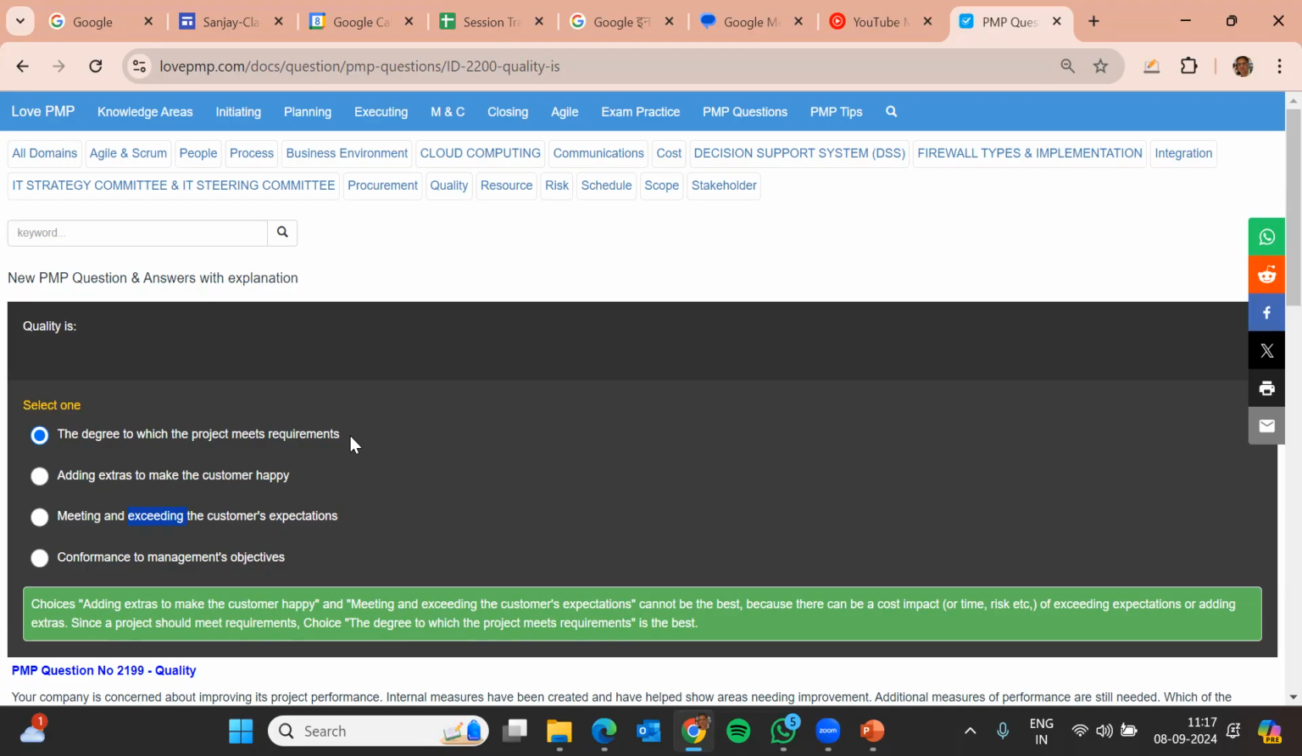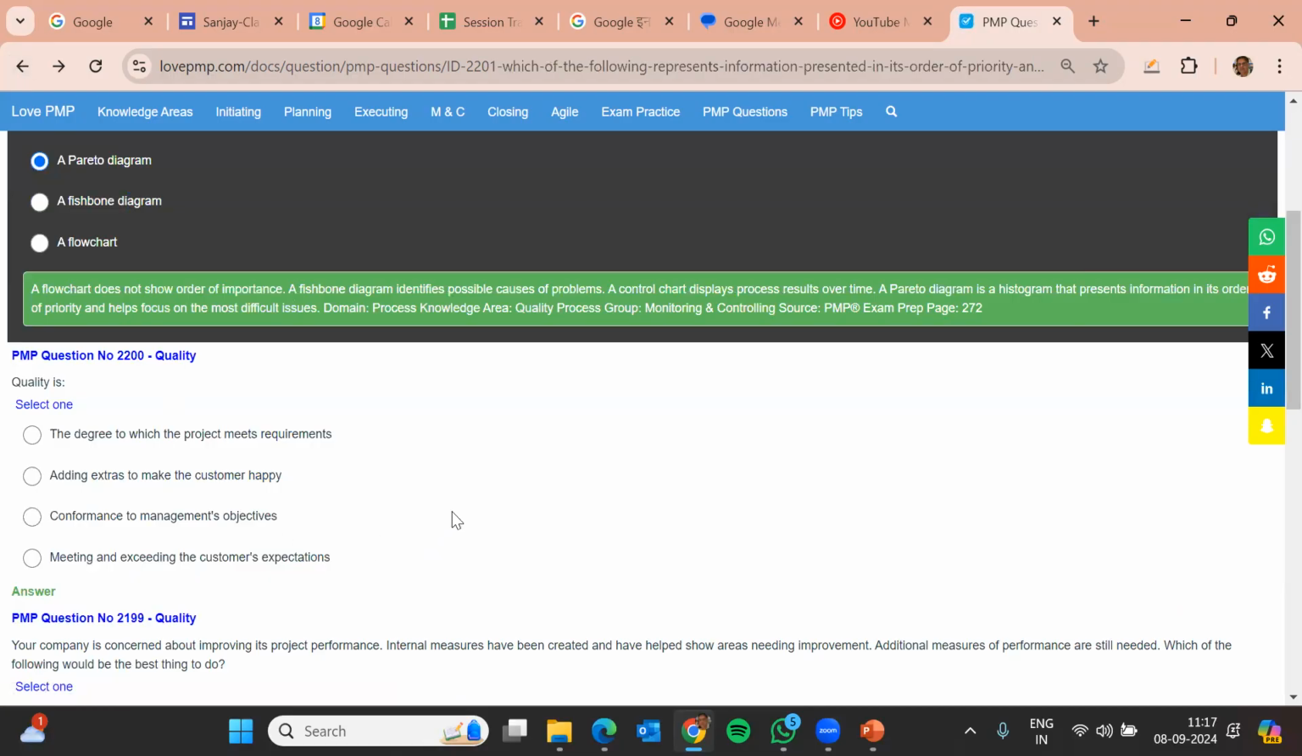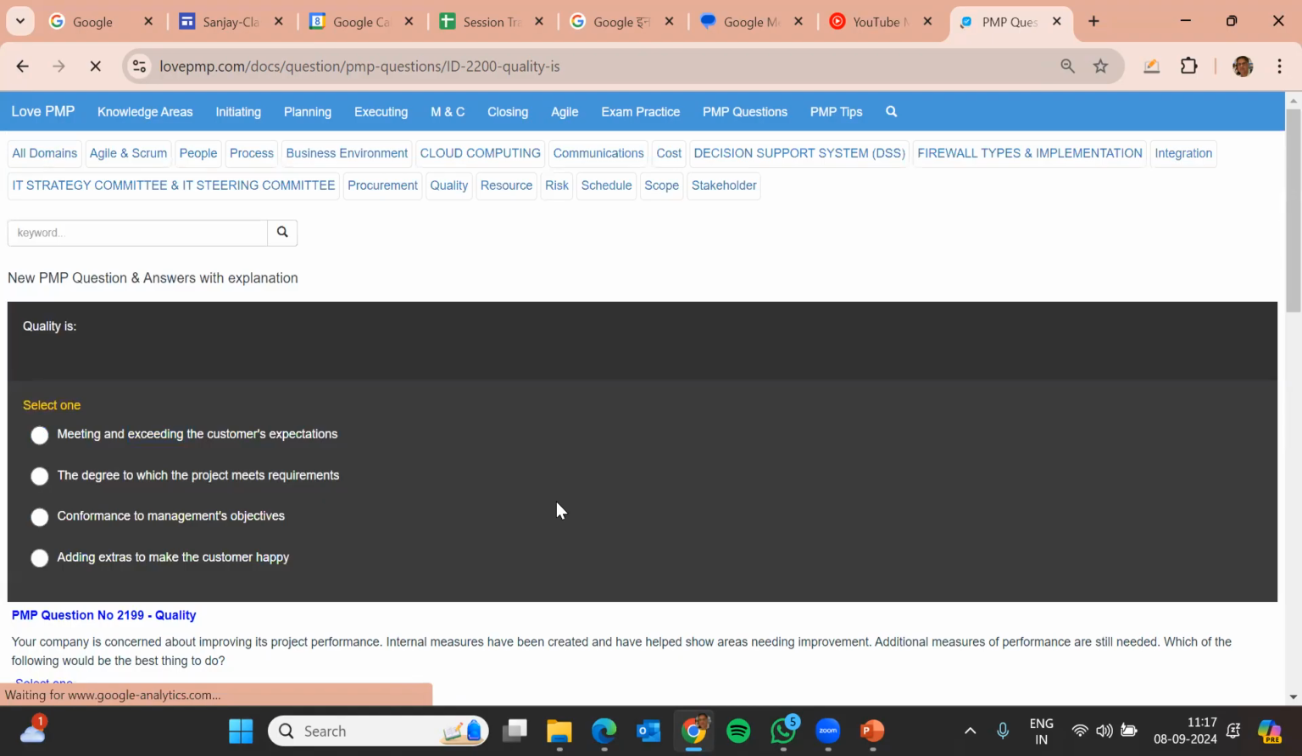Sir, they have written it in a different way. Degree to which project meets. Degree to which means the customer requirements, right? That is fit for use, they have only used it. That degree means it's used for fit for use only, right? Correct. So those types of things you can always say. Let's see this and then we'll actually start with the new topic.